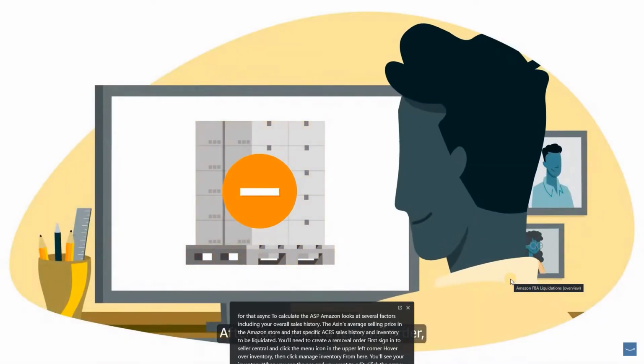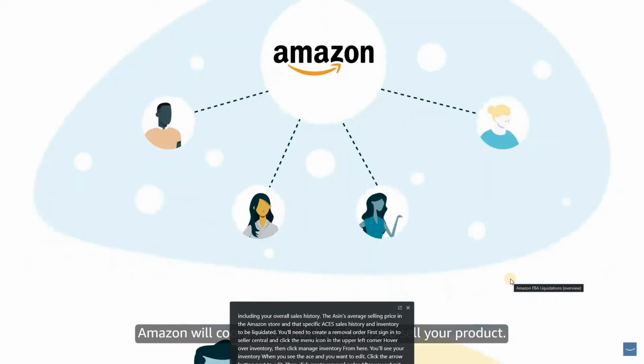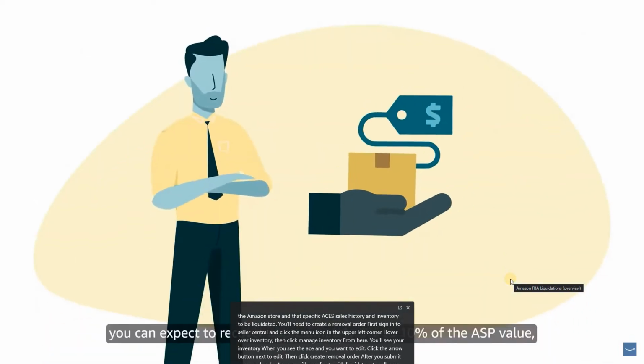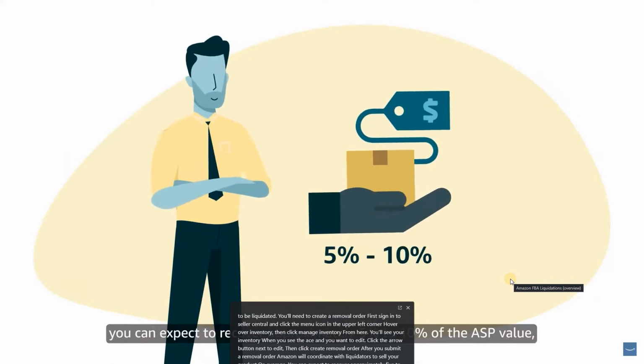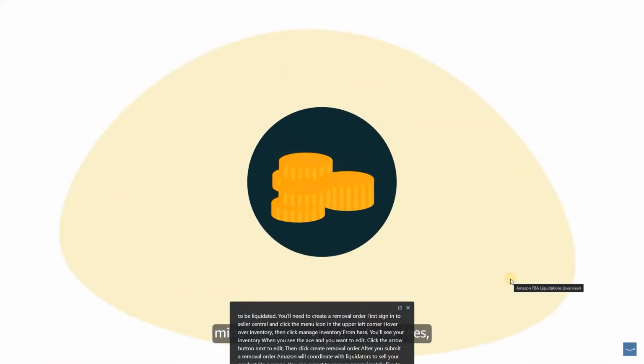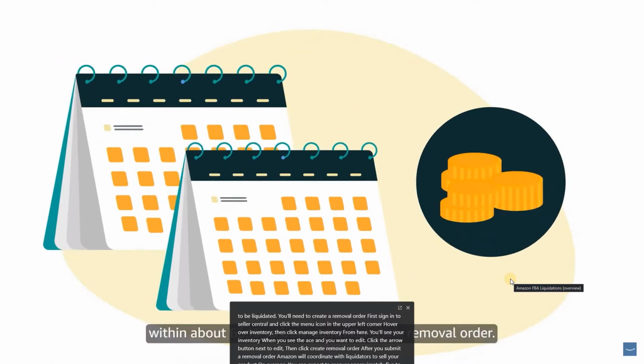After you submit a removal order, Amazon will coordinate with liquidators to sell your product. On average, you can expect to recover approximately 5 to 10% of the ASP value, minus processing and referral fees, within about 60 days from submitting the removal order.